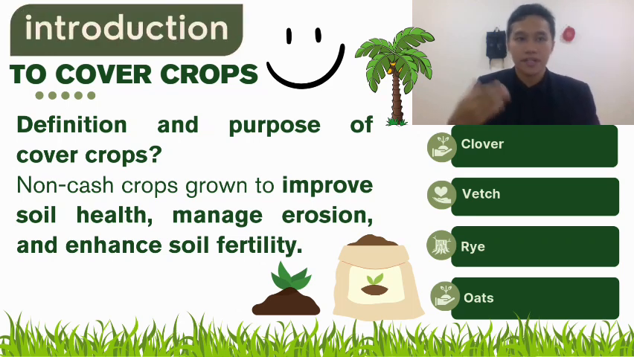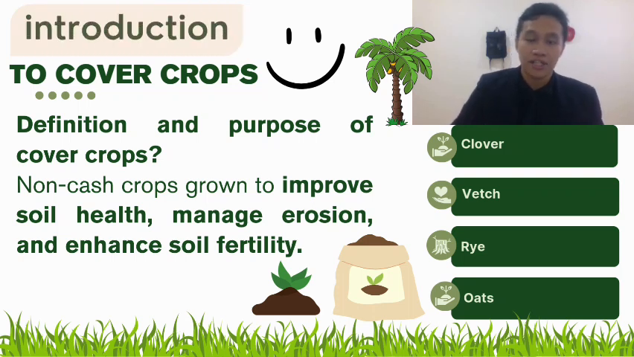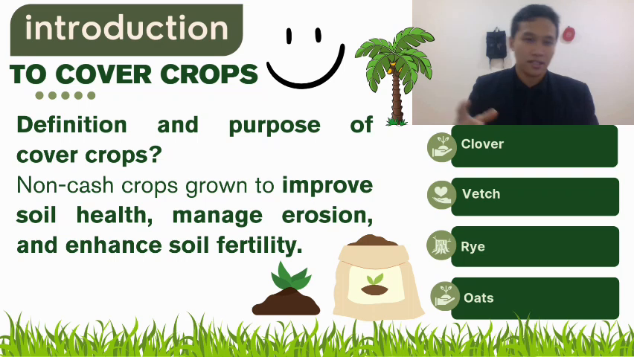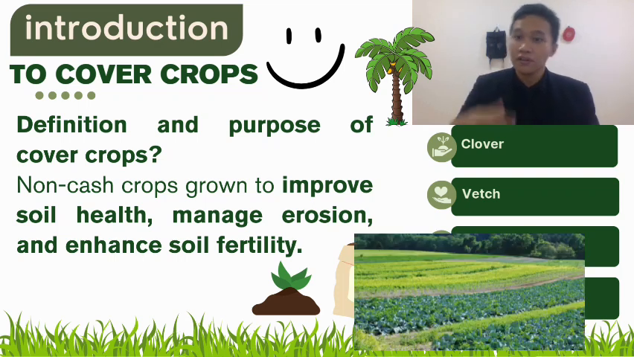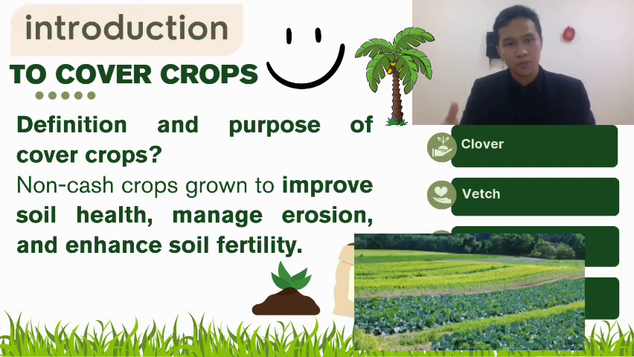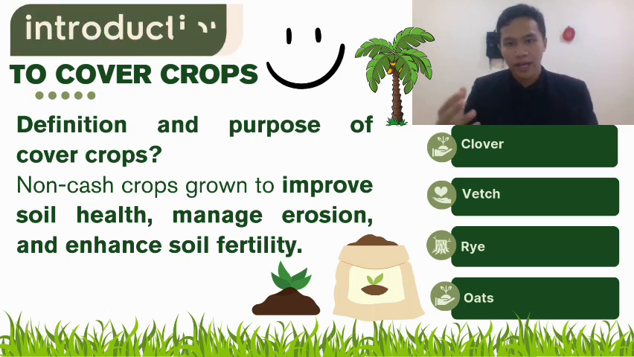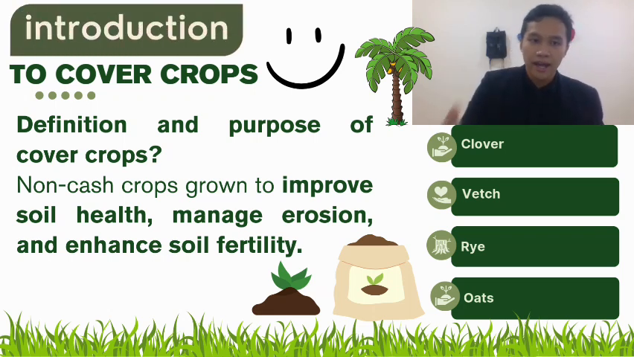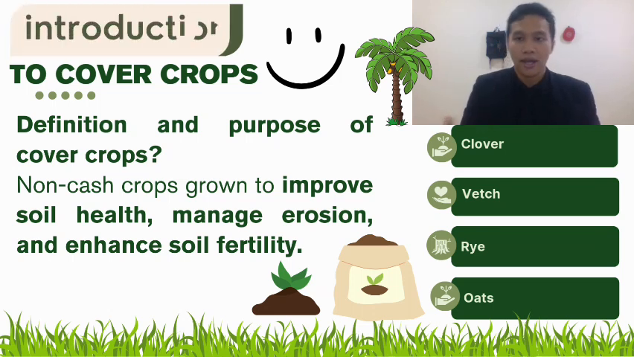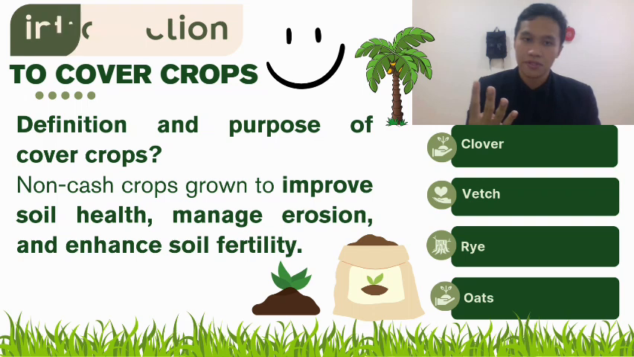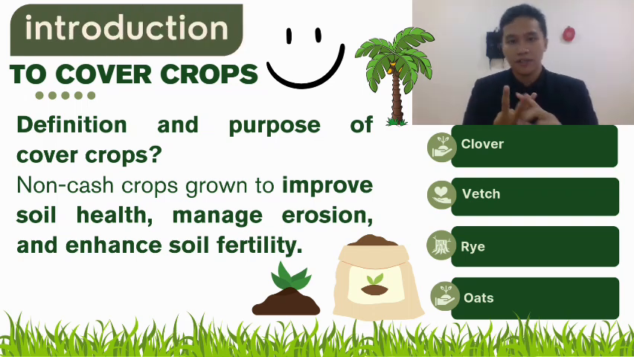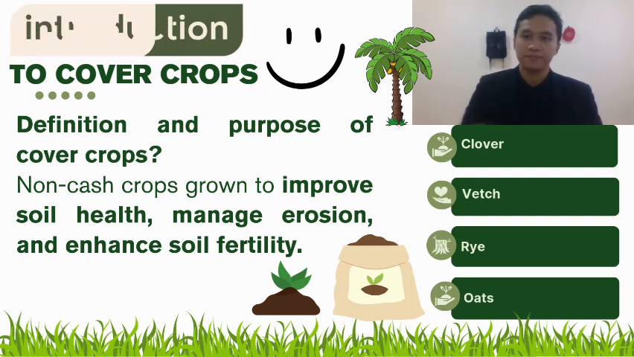So today I will present an introduction to cover crops under the topic of AGR 531 soil management. So, what are cover crops? Cover crops are non-cash crops grown to improve soil health, enhance soil fertility, and manage erosion that happens to the soils. There are four examples of cover crops, which are oats, clover, vetch, and rye.